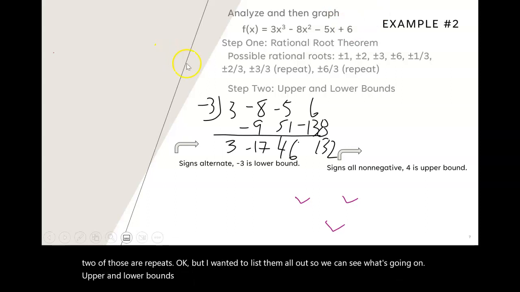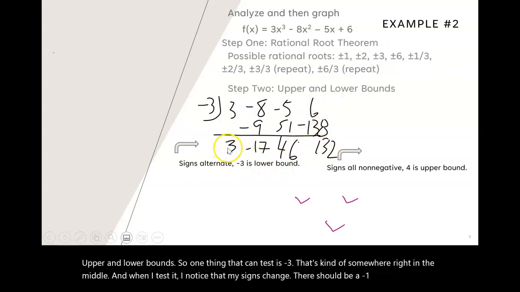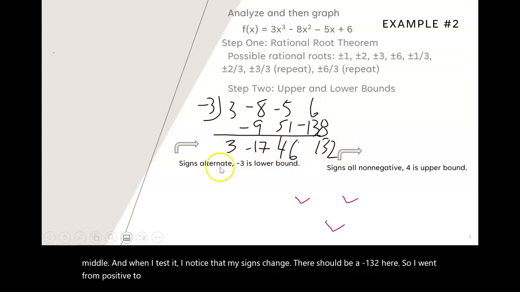So one thing that I can test is -3. That's kind of somewhere right in the middle. And when I test it, I notice that my signs change. There should be a -132 here. So I went from positive to negative to positive to negative. So -3 is a lower bound.